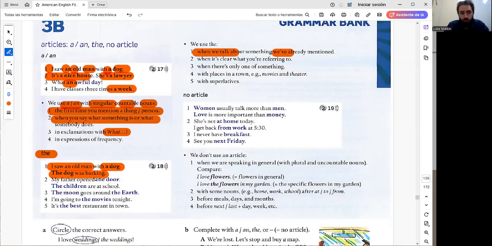My father opened the door. When it's clear what we're referring to, in this example, the door, then it's the, not a. We know the door that we are focused on. So it's like we've already mentioned it, even though we haven't. It's so clear what we're referring to. The children are at school, right? We know which children we are talking about.